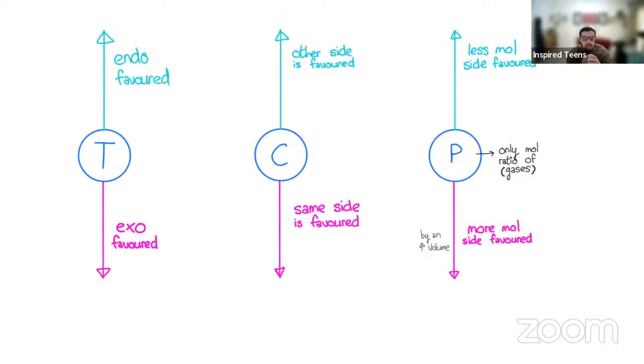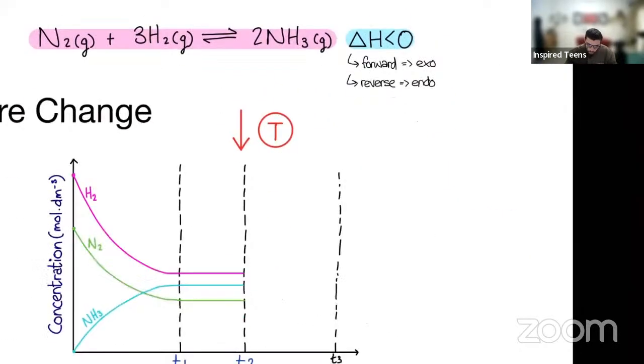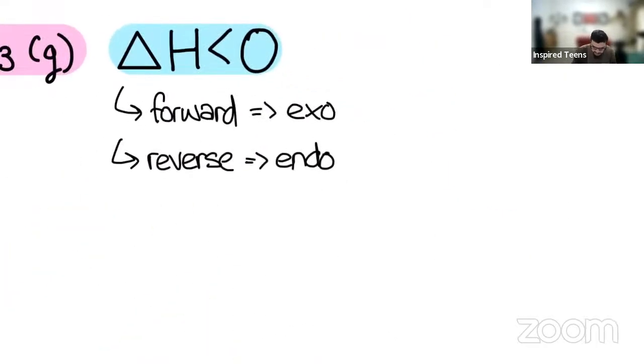So temperature, TCP: when temperature increases, endo is favored. Not forward, not reverse. The general thing is that endo is favored. That's what we should memorize. Now we need to determine which one is endo. Since the reverse is endo, the reverse will be favored. So temperature increase favors endo. Endo is reverse. How do we know endo is reverse?